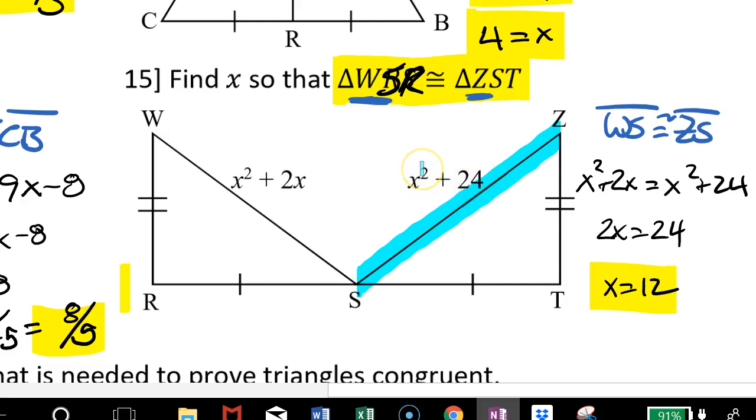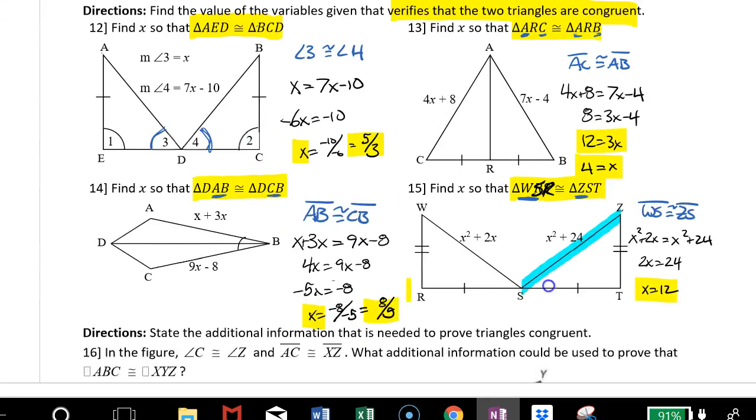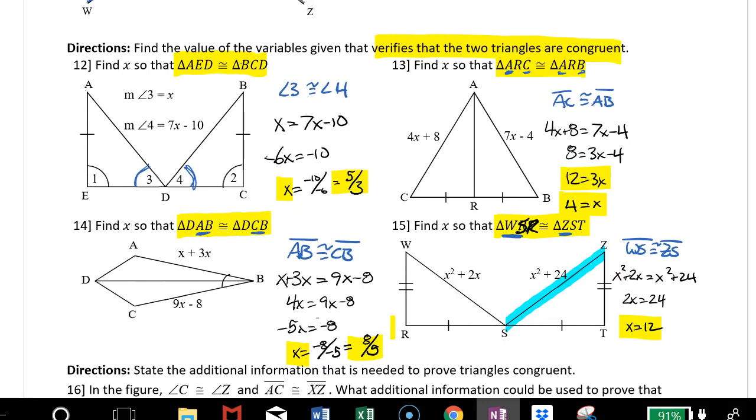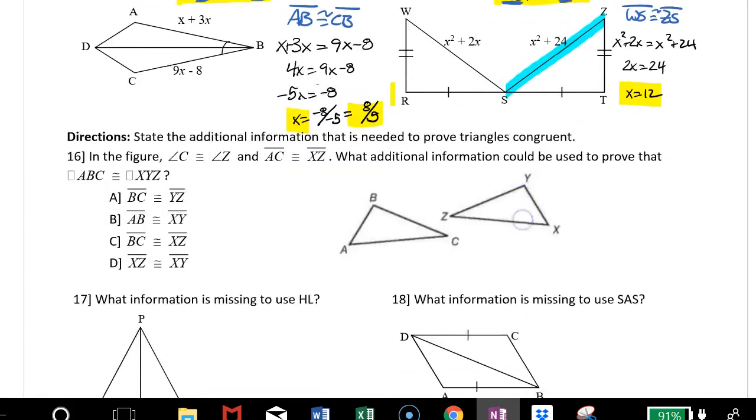I'm sorry, 12 squared is 144, plus 24 would give us 168. We can resubstitute if we need to, but again, using the triangle congruency theorems to set up equal angles or equal sides, plugging in the expressions and solving.